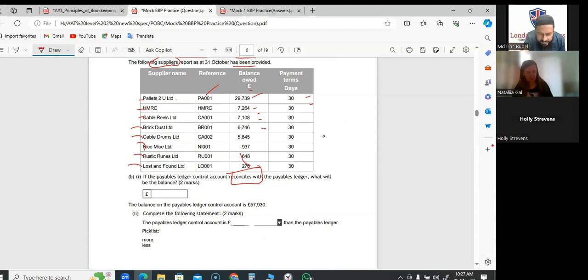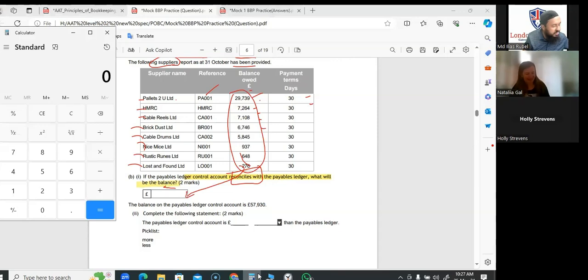Let's see what the question is. If the payables ledger control account reconciles with the payables ledger, what will be the balance? How do you do this? Do you think this is very difficult? What is the question you need to figure out? They're asking what the payables ledger control account balance should be. The balance should be the addition of all this. Whatever the addition is, that is the answer here. Can you please quickly do it on your calculator? I gave you 1 minute to do that.